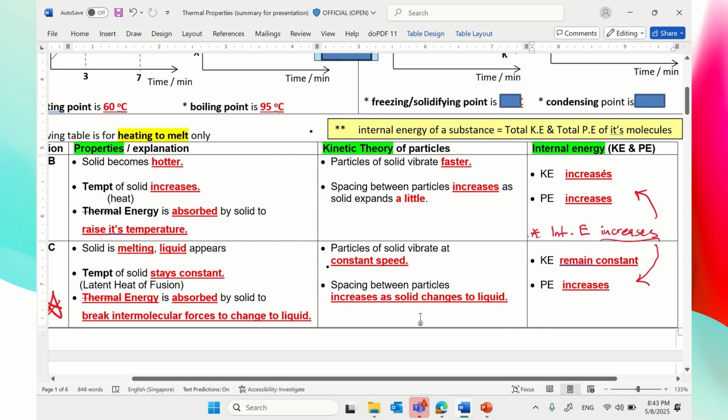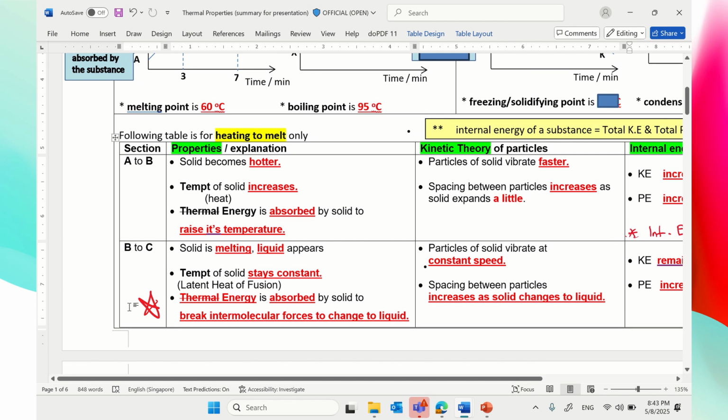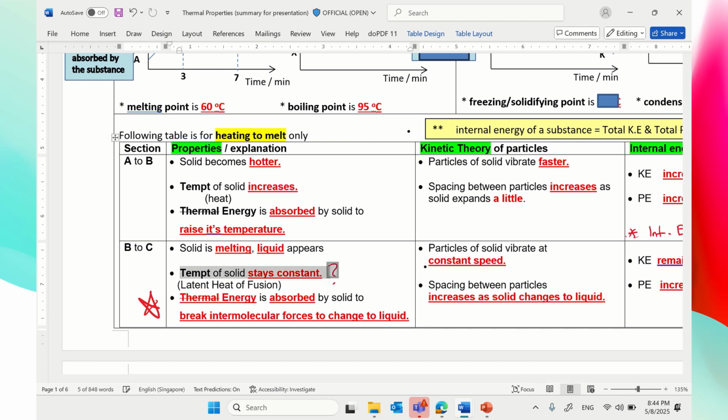Now, this part is very, very important. You notice I put a star here. Very often, your O-level question asks about this part. From B to C, why did the temperature stay constant? Why does it stay constant?